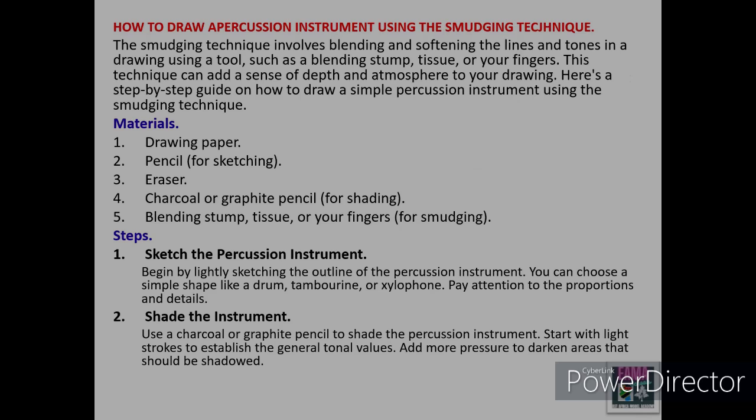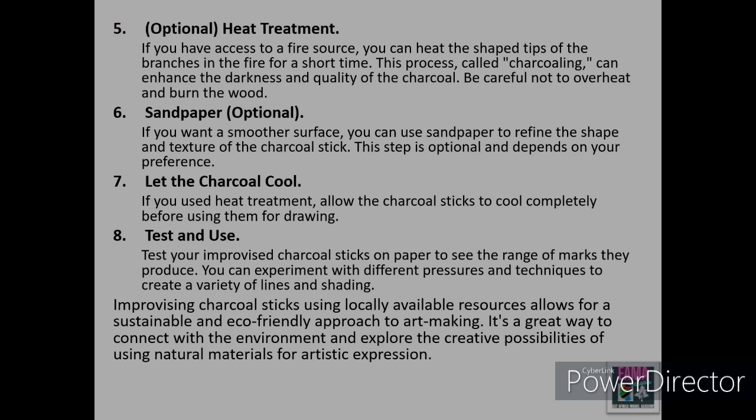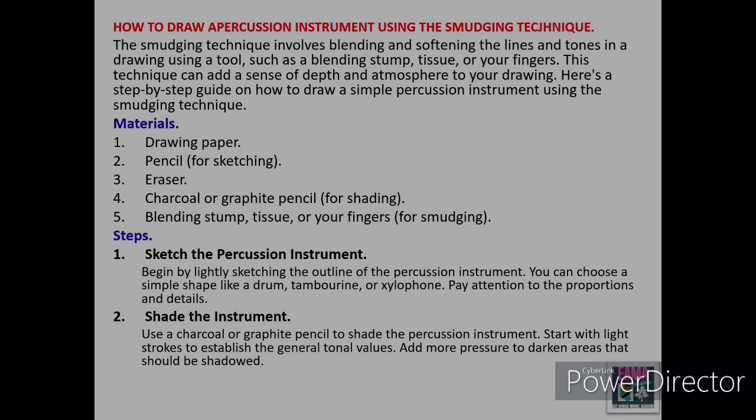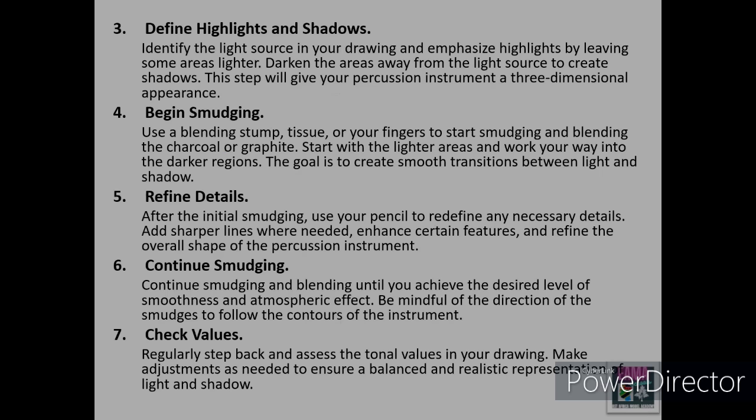2. Shade the instrument. Use a charcoal or graphite pencil to shade the percussion instrument. Start with light strokes to establish the general tonal values. Add more pressure to darken areas that should be shadowed.